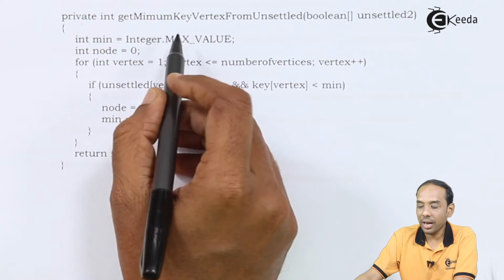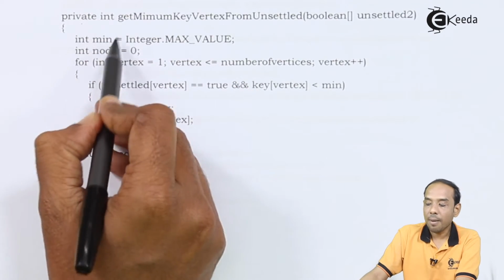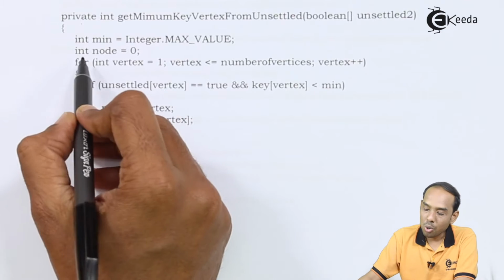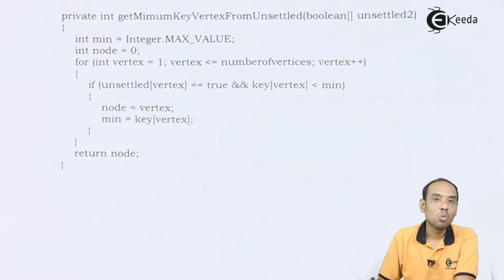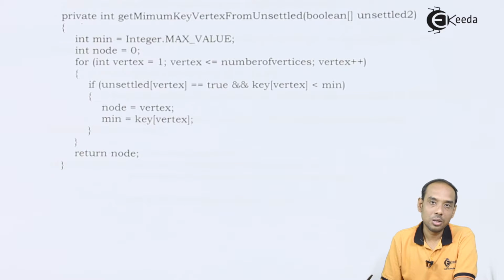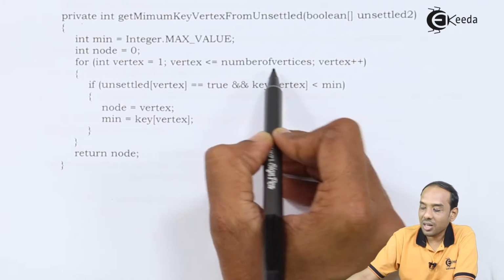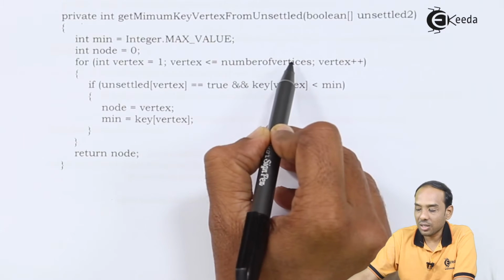So this value is taken and given to the variable called min. Then we are starting with the node. So we keep its value as node. We write down node equal to 0. When this is done, then we go for the variable called vertex. We have for int vertex equal to 1, vertex less than or equal to number of vertices.